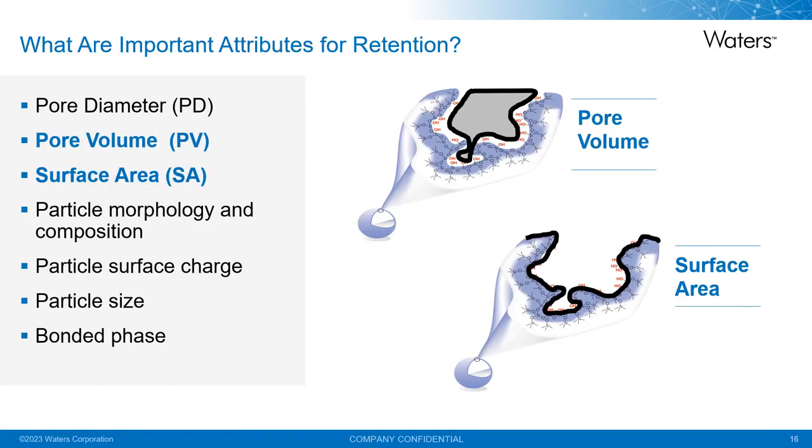Now let's spend some time talking about the volume of the pore and the surface area of the particle. Again, both tightly controlled and quality control tested, as these attributes can indicate how retentive the stationary phase is and how it can be used to compare different stationary phases of equivalent chemistries.